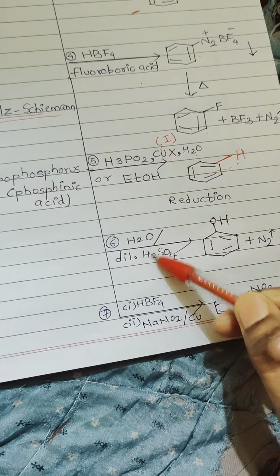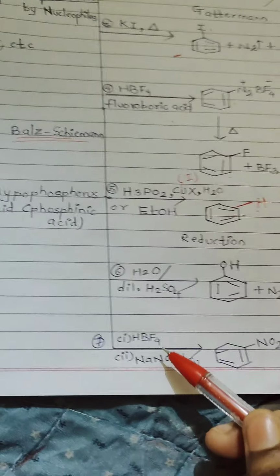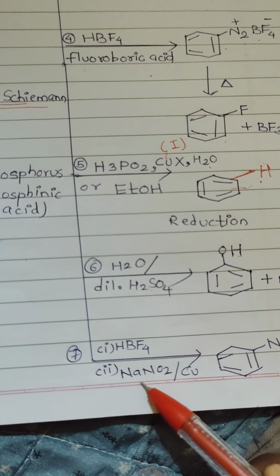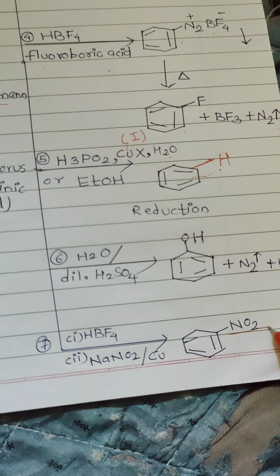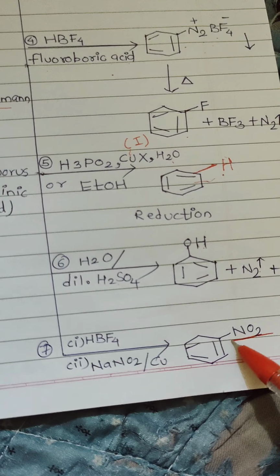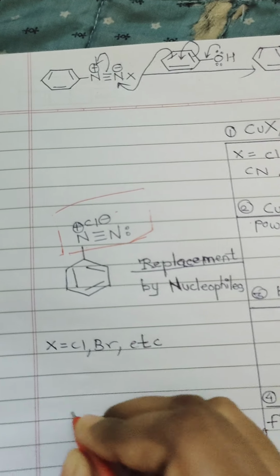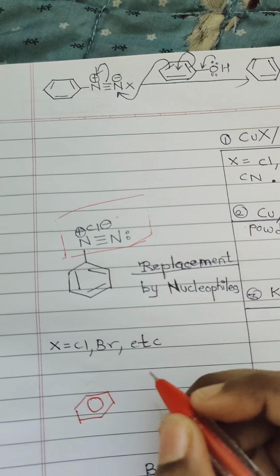Next is acid hydrolysis directly. Here we'll get phenol. And next, HBF4 and NaNO2 in the presence of copper. We get NO2 here, nitrobenzene.